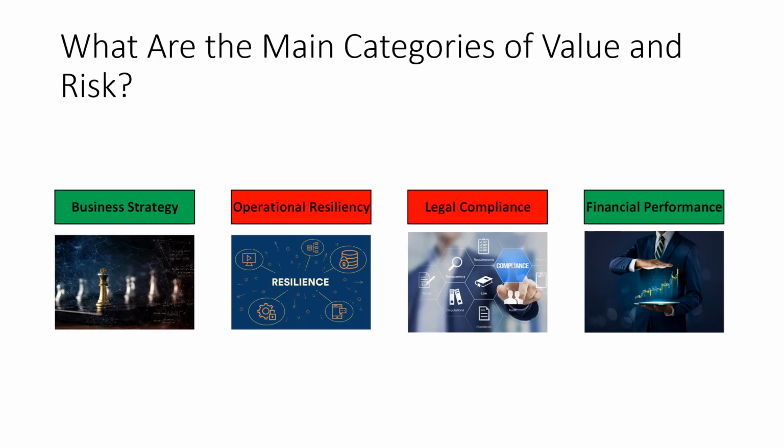In this video, we're going to examine risk and how companies should be thinking through risk at a high level as they look at governance and compliance issues. And we're going to start with the four boxes that we've seen before, which are really the four principles that companies use to operate, which is business strategy and financial performance on the value side, as well as operational resiliency and legal compliance on the risk side.